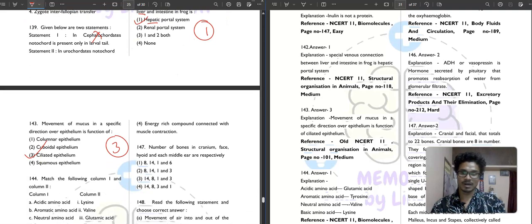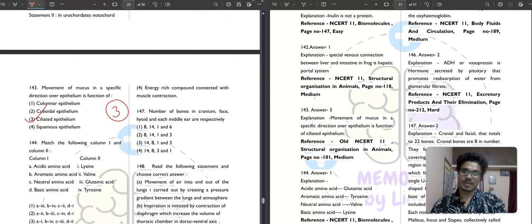Then question number 144. Match column first with column second. Acidic amino acid is your glutamic acid. Aromatic amino acid is your tyrosine. The neutral amino acid is your valine, and basic amino acid is lysine. So the correct answer is option number first.